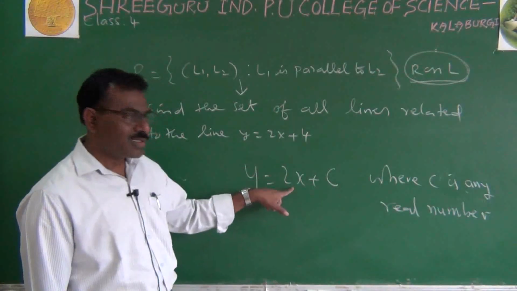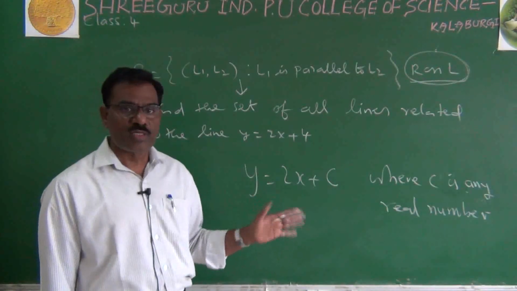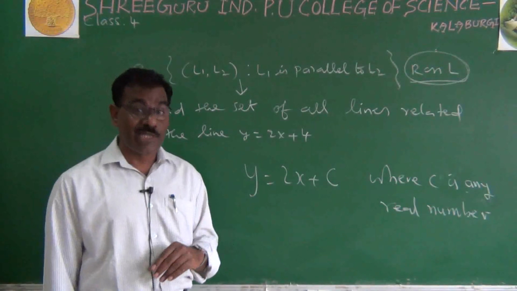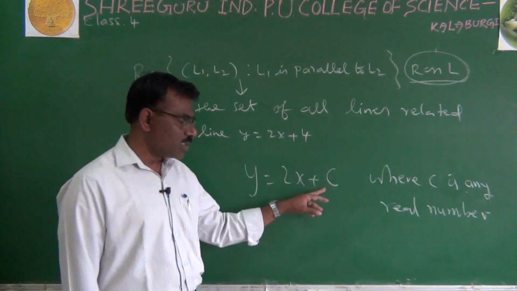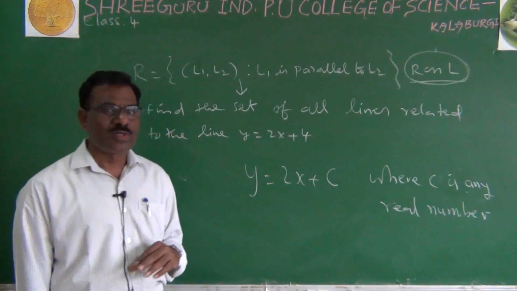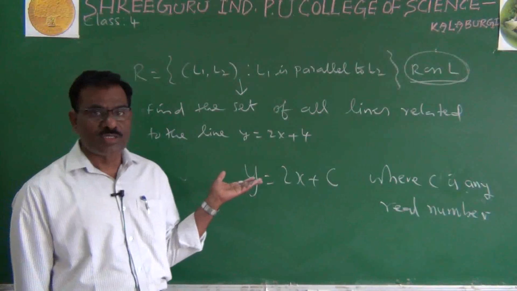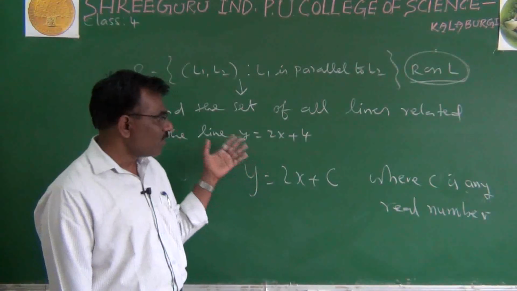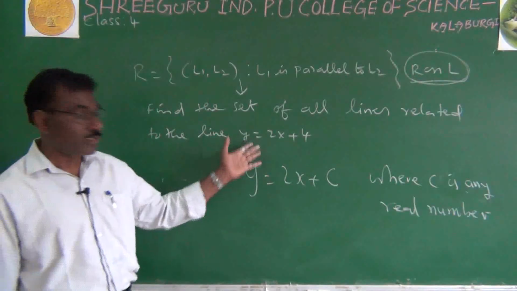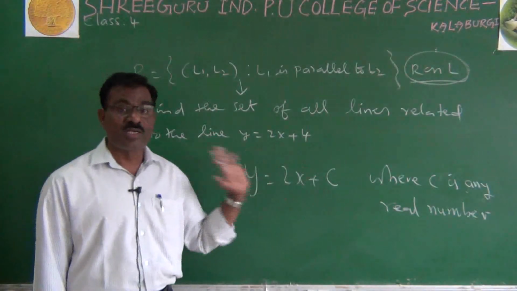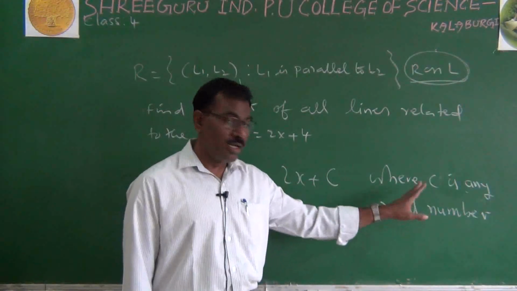This is the related set of this line, because parallel means the coefficient of x is the same, the slopes are the same, and they only differ by the constant. Just remove the 4 and write. This is one question. Suppose you are asked a 5 marks question, then up to the equivalence relation is the 2 marks, 3 marks. So write the set of all lines related to this line: y equal to 2x plus c is the correct answer. Be careful, where c is any real number.